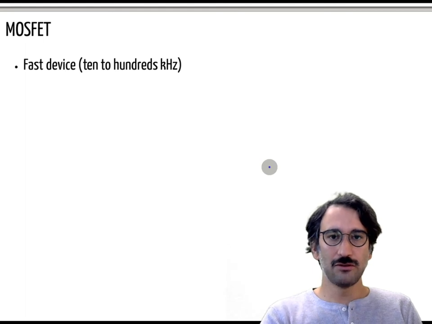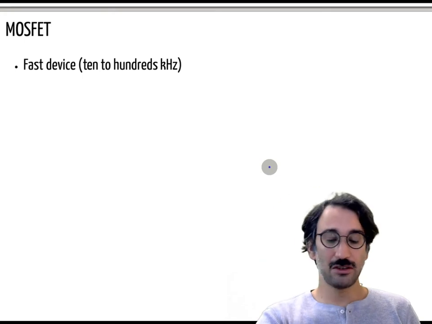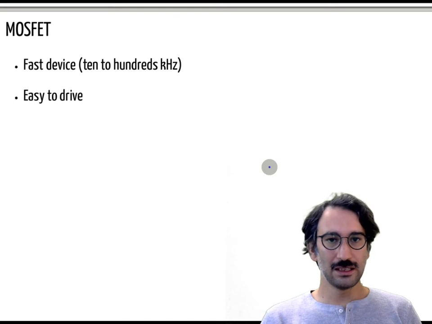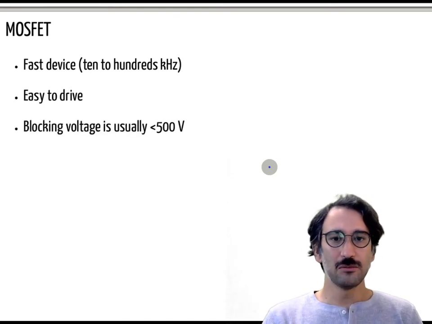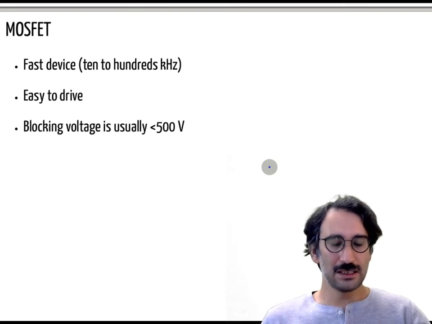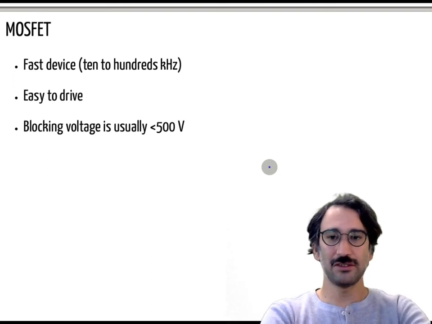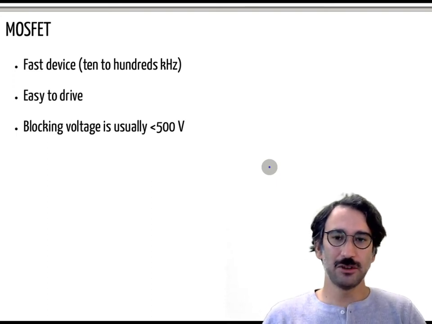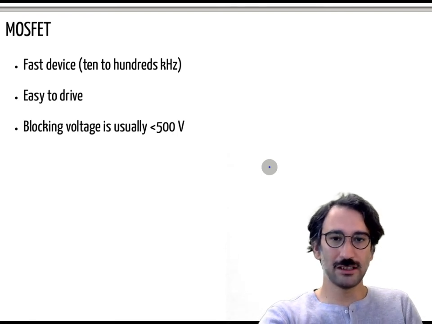Anyway, a MOSFET is a fast device, usually in the 10 to 100 kilohertz operating range, so it is much faster than a transistor, and it is easy to drive. Blocking voltage is a disadvantage: blocking voltages are usually smaller than 500 volts. There are a couple of higher grade MOSFETs, but they are more expensive. Because of that, it is not suitable for high power, high voltage, high current applications.